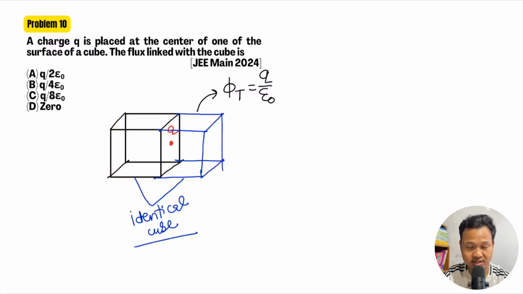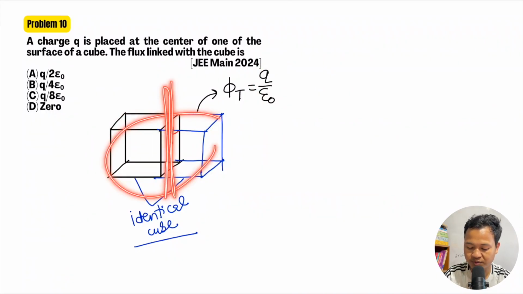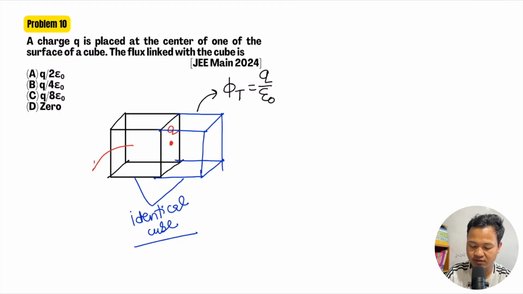So which the question is asking. The total flux is Q by epsilon naught. If I break this total surface into 2 pieces, I will have 2 cubes, so due to one of the cubes it will be half of this value. Therefore, flux due to this is half of the total flux, that means Q by 2 epsilon naught. So that is your answer.